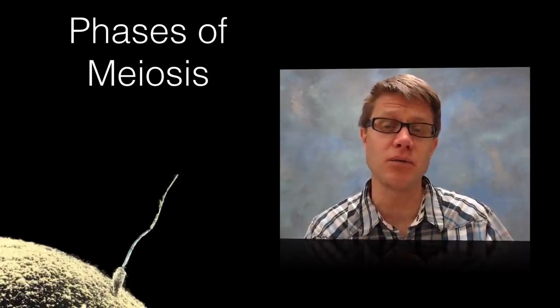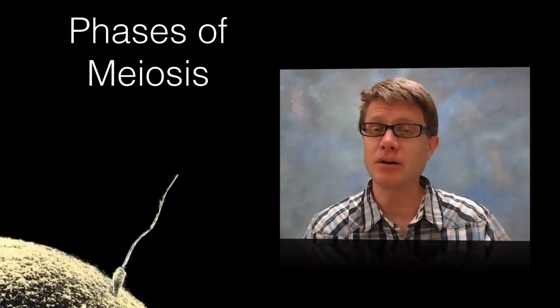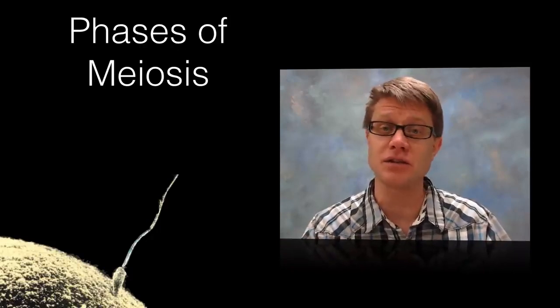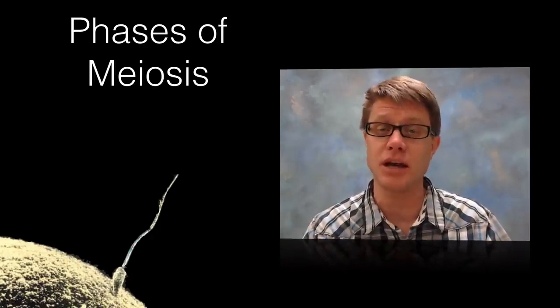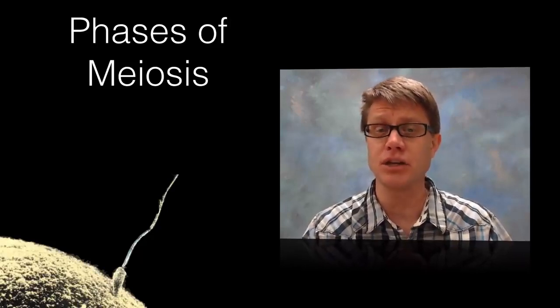It starts with interphase, but remember, the point of mitosis is to make two identical cells. And in meiosis, what we're trying to do is make four genetically different cells because they're destined to be gametes. They're destined to be sperm and egg. And that's the whole point of sex. We want the next generation to be different than the generation before.